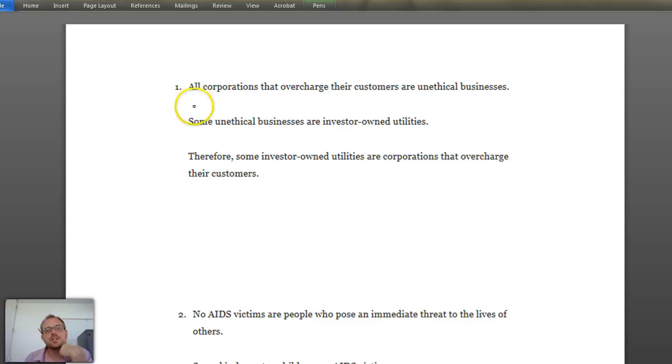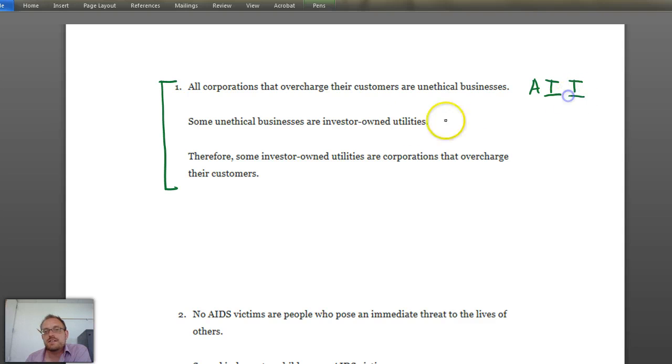This is an ordinary language example, and I'm going to first put it into its mood and figure, and then into its form. So this is kind of how to do a real argument. All corporations that overcharge their customers are unethical businesses. That's an A statement. Some unethical businesses are investor-owned utilities. That's an I statement. Therefore, some investor-owned utilities are corporations that overcharge their customers. That is another I statement.